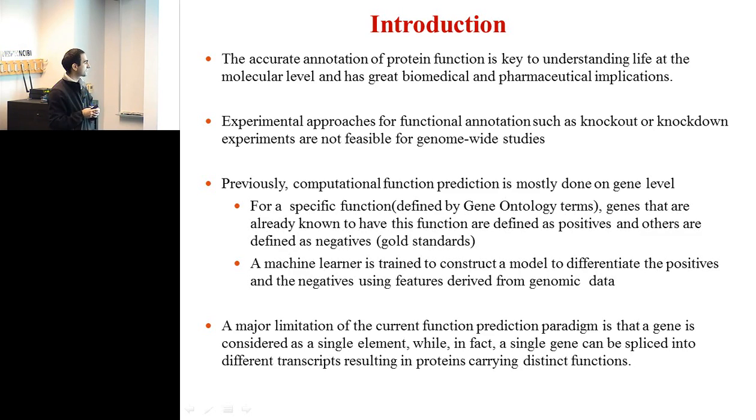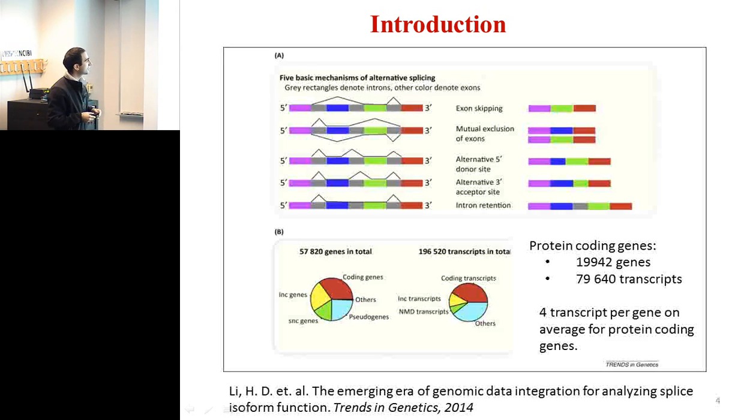and you do your functional prediction. But the major limitation of this kind of function prediction study is that the gene is considered a single element. But we know that it can be spliced into different transcripts, resulting in proteins maybe carrying different functions. So there are multiple mechanisms of alternative splicing, and each can produce a different mRNA sequence and different protein sequence from a single gene.